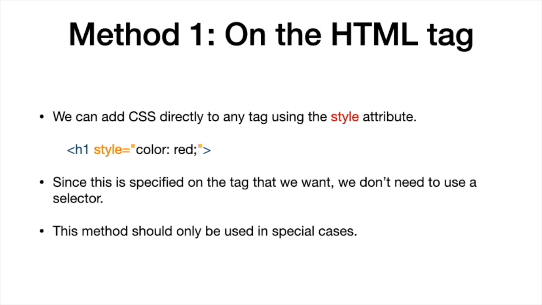So let's look at method number 1, adding the CSS on the HTML tag. We can add CSS directly to any tag using the style attribute. So here's an example where we add the style color red directly to the H1 tag. Since this is specified on the tag that we want, we don't need to use a selector. This method should really only be used in special cases.